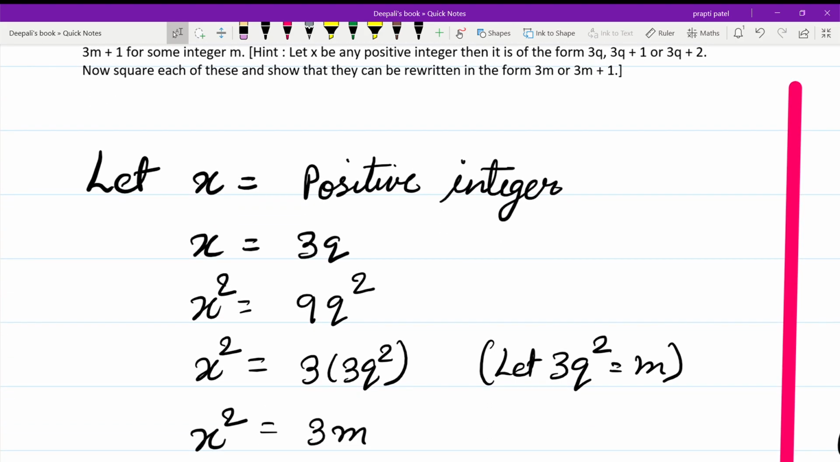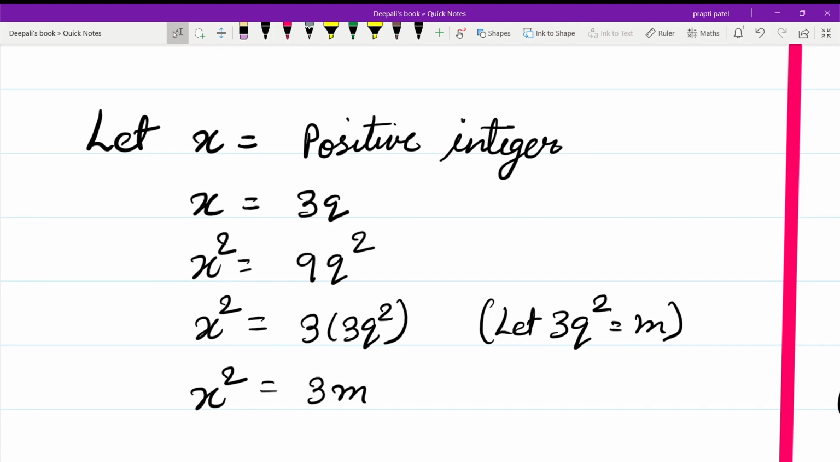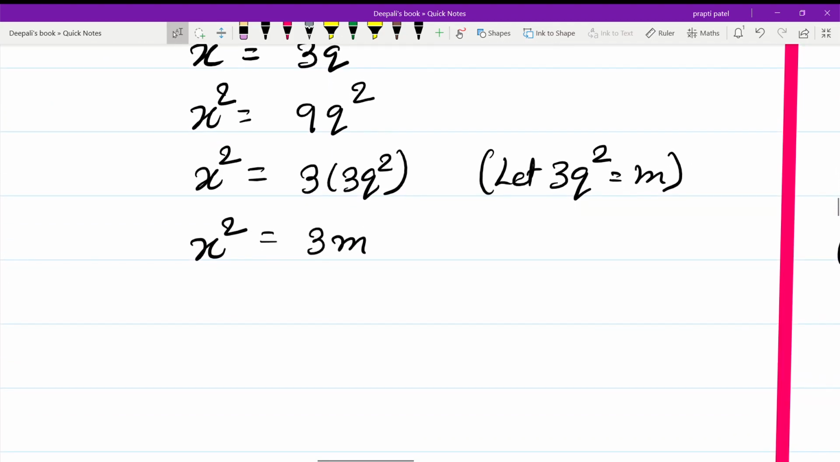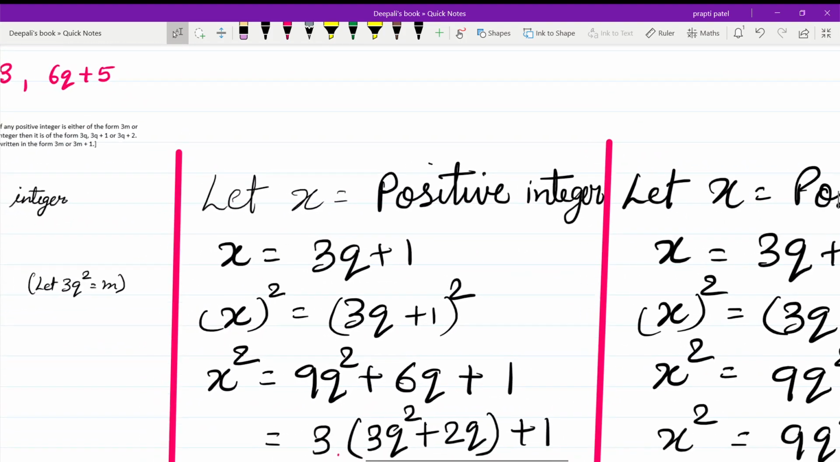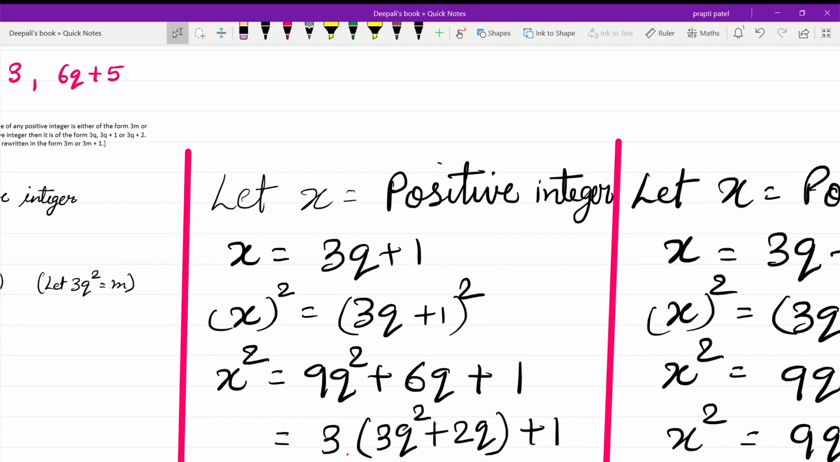Now let us suppose x is equal to 3q. Squaring on both the sides, we get x square is equal to 9q square. Therefore, x square is equal to 3 into 3q square. Let 3q square be m. Therefore, x square is equal to 3m. Same way, let x be any positive integer and let x is equal to 3q plus 1.